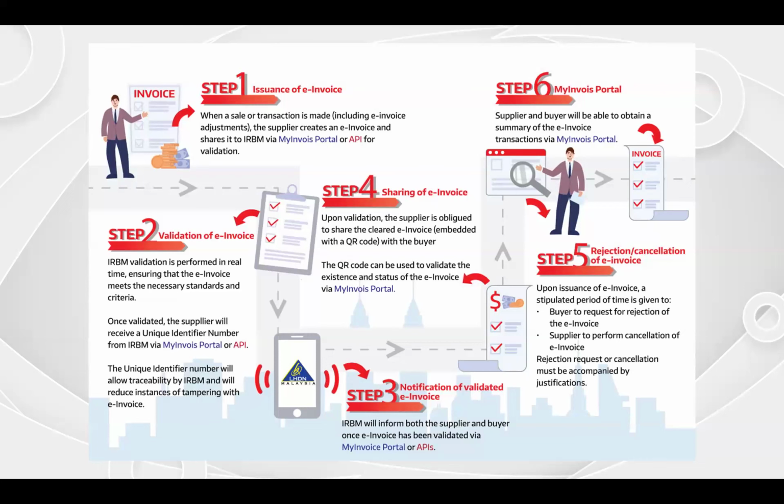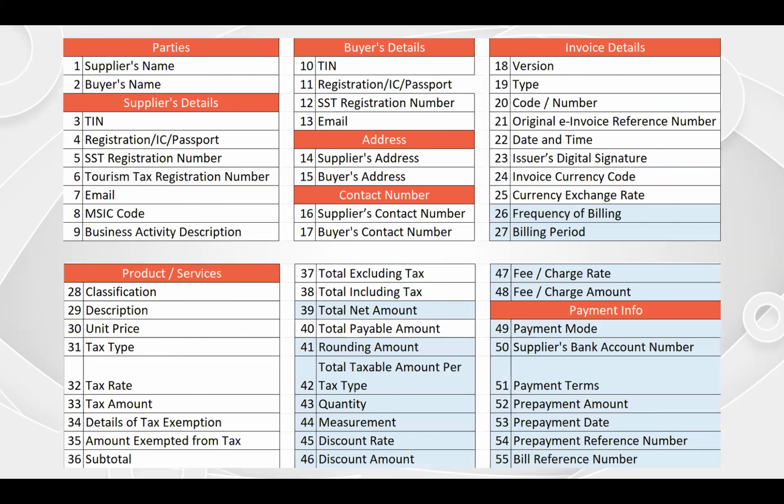After you have received the validation, you can submit your invoice to your buyer, or your buyer or customer can log into the MyInvoice portal to check whether this invoice has already been validated. They can check either via what you send to them, or by logging into the MyInvoice portal. So these are the step by step in the business flow.